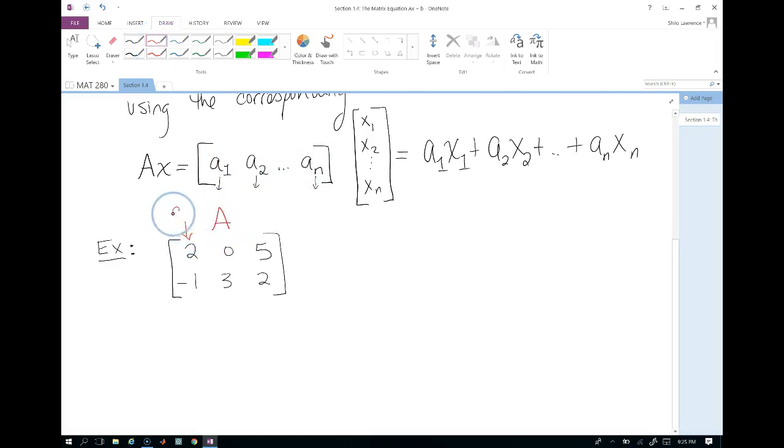This column is A sub 1. This column is A sub 2. This column is A sub 3. And then we have this other matrix, and we're going to say negative 4, 1, negative 2.